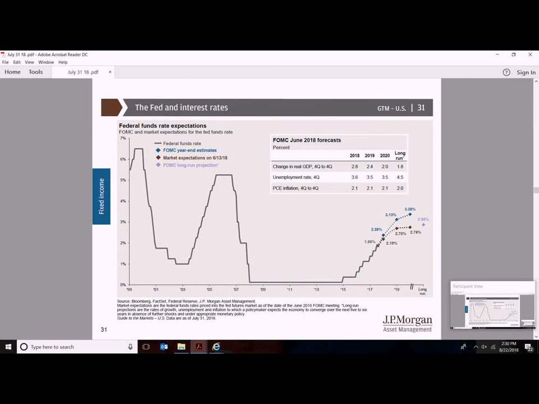Unemployment rate, this is interesting. Currently, 3.6 is the overall national unemployment rate. They think it'll go down just slightly over the next couple of years, but in the long run, they want it to be at 4.5. So a lot of us will probably scratch our heads and wonder, why is that? Why would the Federal Reserve want a higher unemployment rate on a national average than what it is currently?